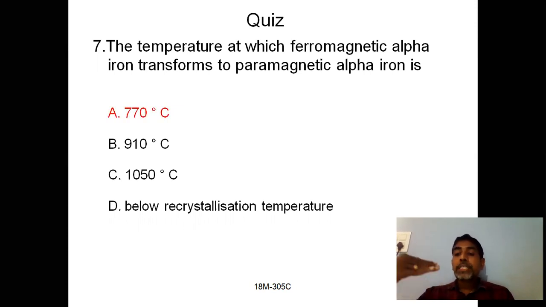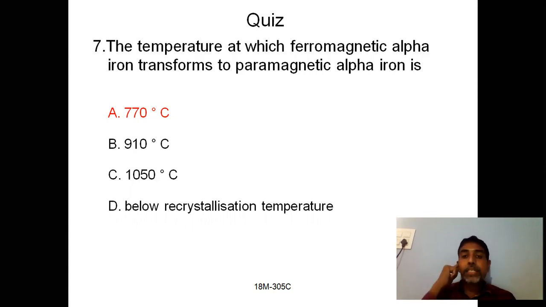Below 770 degrees centigrade, you have magnetic nature. Above 770 degrees centigrade, you have non-magnetic nature. Both exist as alpha iron. Okay, at both temperatures it exists as alpha iron. That means up to 910.